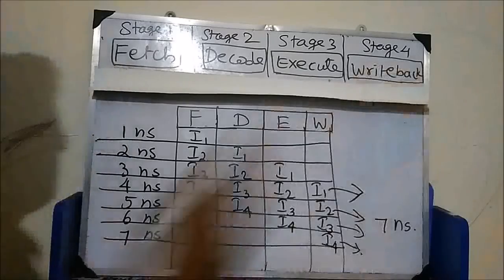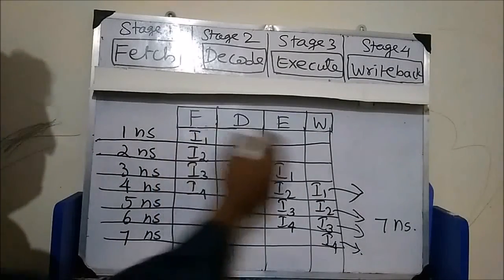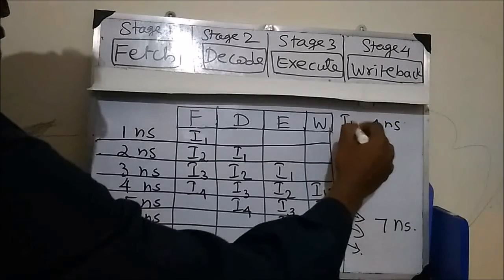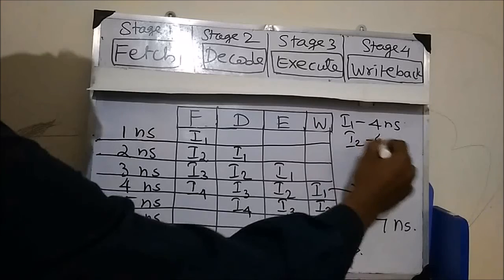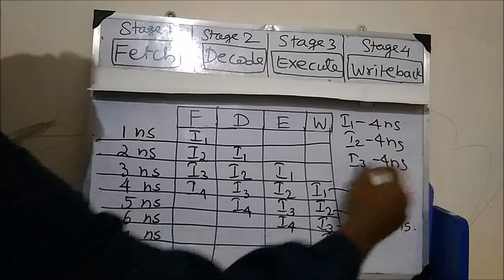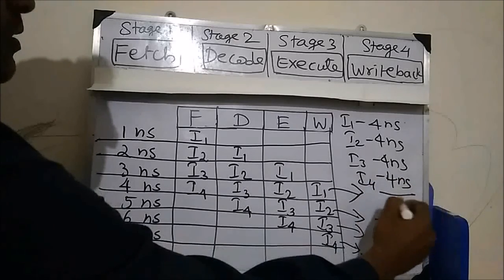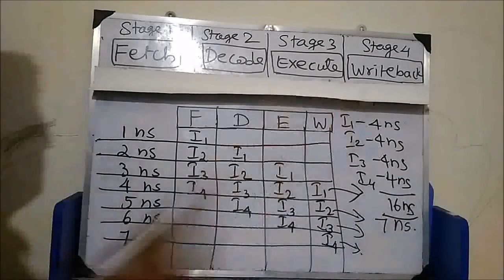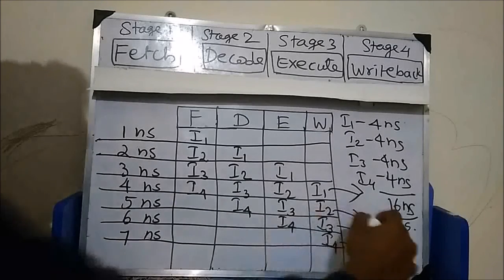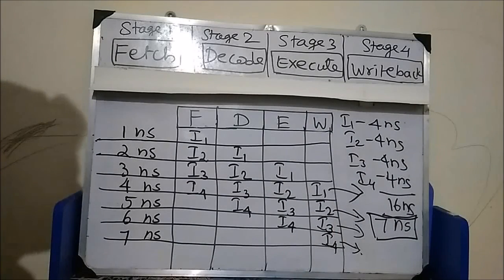If you follow the sequential execution, each instruction takes 4 nanoseconds. So I1 takes 4 nanoseconds, I2 takes 4, I3 takes 4, and I4 takes 4. So totally it takes 16 nanoseconds. So compared to sequential execution, the time taken is reduced drastically with pipelining. So this is the concept of pipelining.